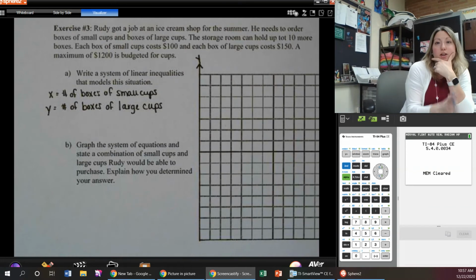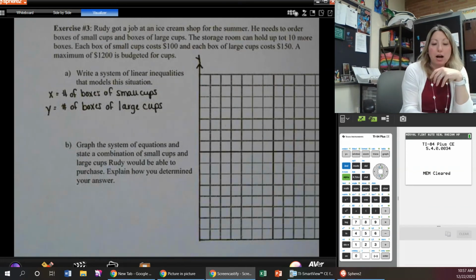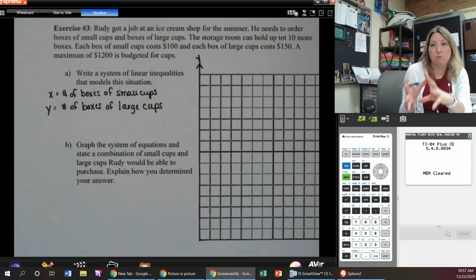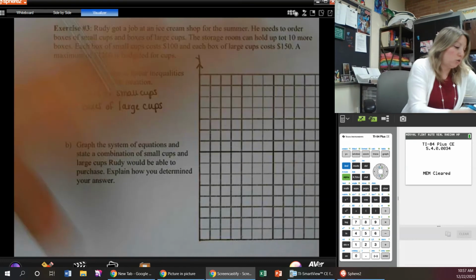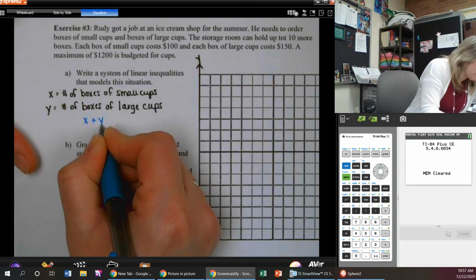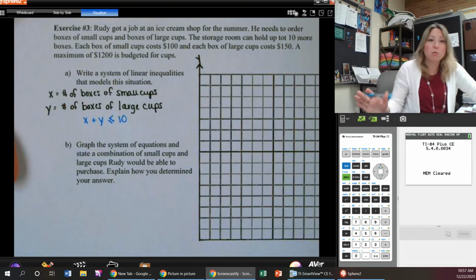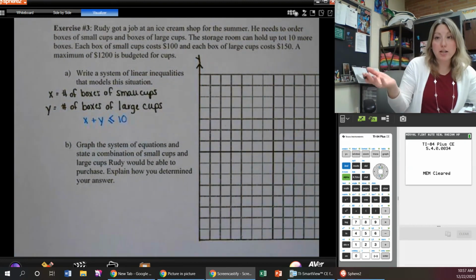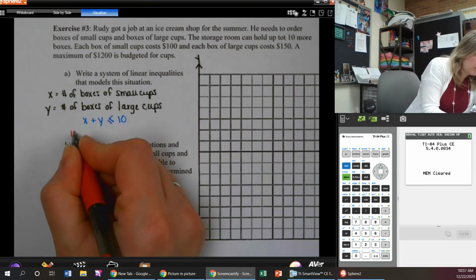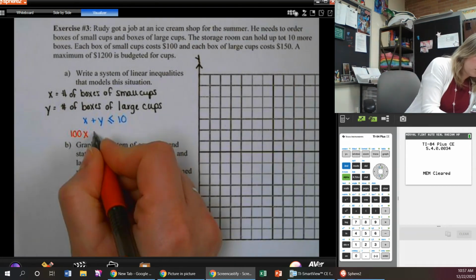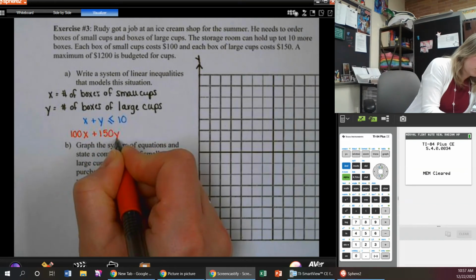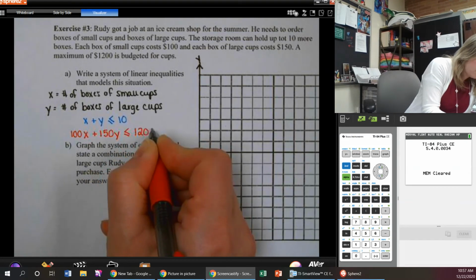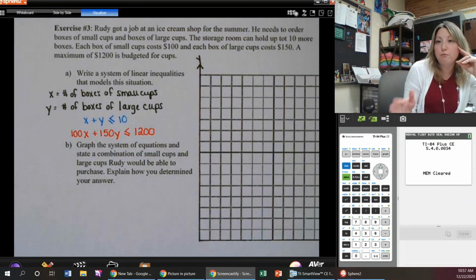And my first inequality is just going to be how many more boxes can the storage room take? And it's 10 more is the maximum that storage room can handle. So X plus Y has to be less than or equal to 10. 10 is the maximum amount of more boxes that can fit in that storeroom. Now, if we're going with money, it's $100 per box of small cups plus $150 per box of large cups. And that actually has to be less than or equal to $1,200, because that's all that's budgeted for our cups.